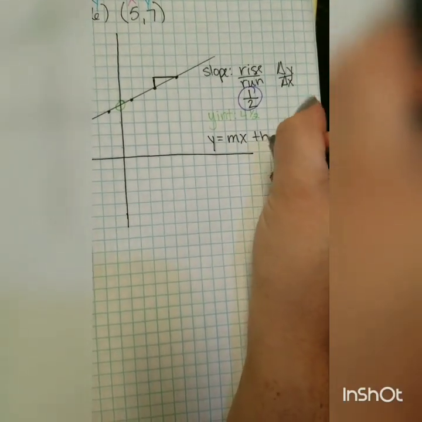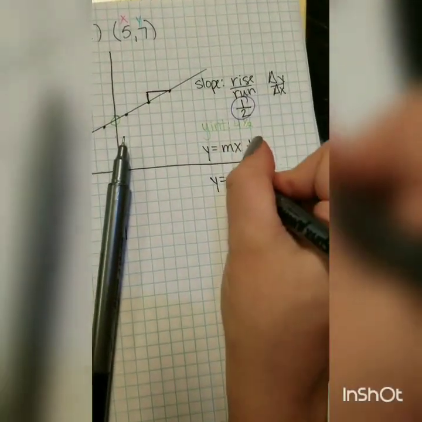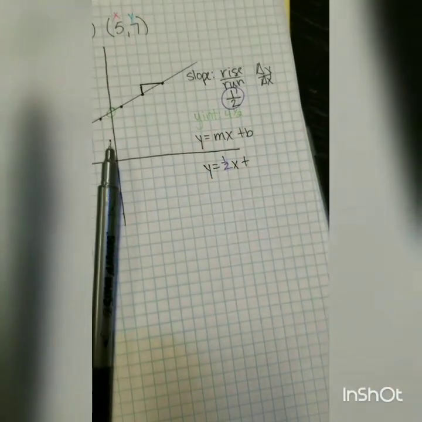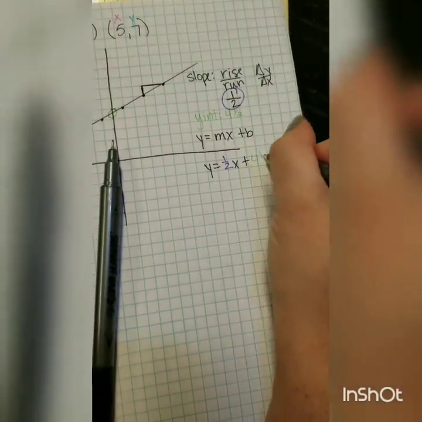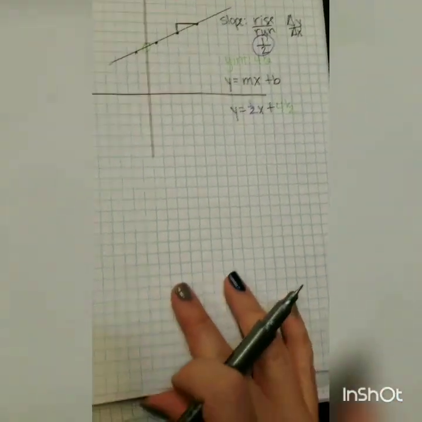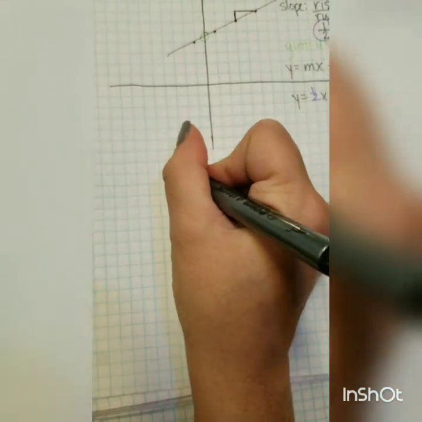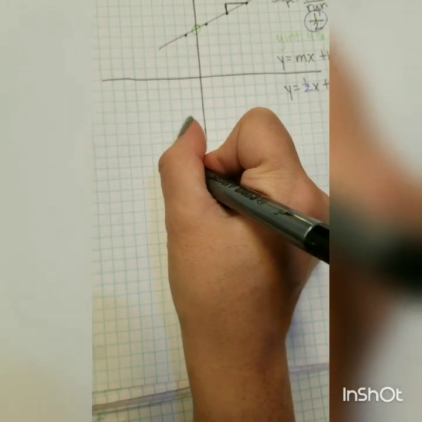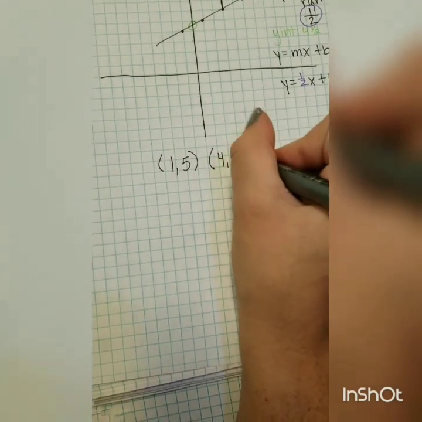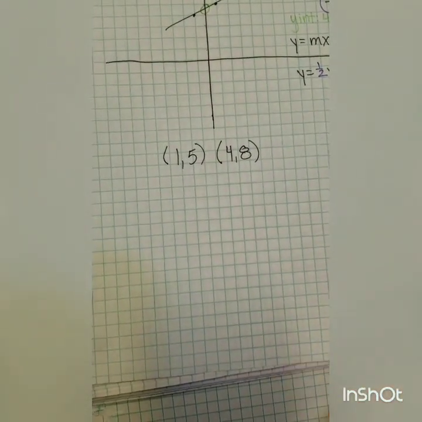I have y equals mx plus b. Y stays y. M becomes 1/2. X stays x. Plus my b, which is 4 1/2. Okay? I would like you to try this set of points with your group. When you are finished, come and show me and let me know. So we're going to have (1, 5) and (4, 8). Okay, when you finish that, let me know.